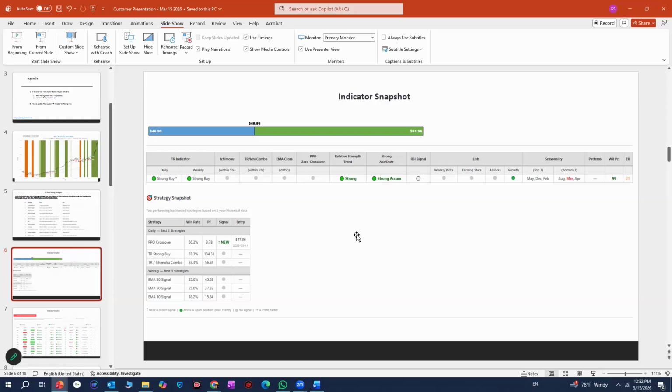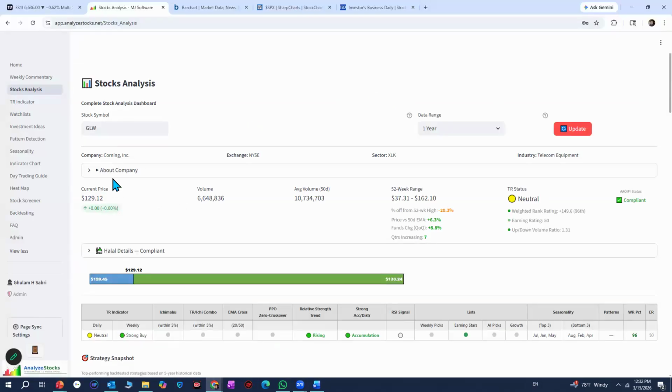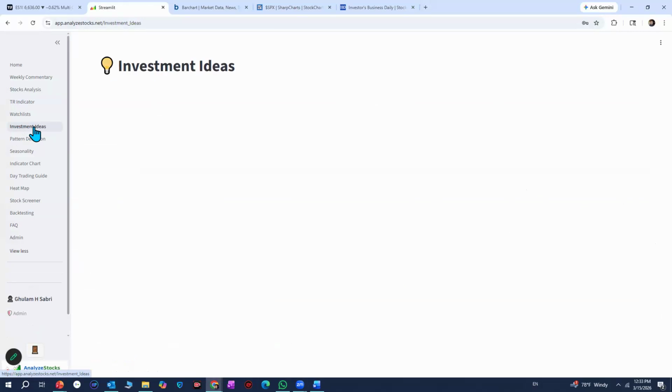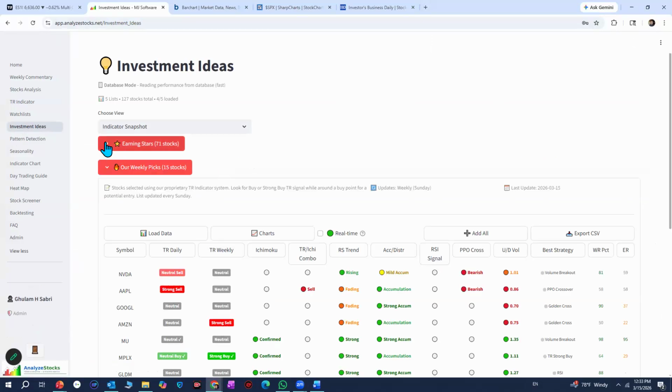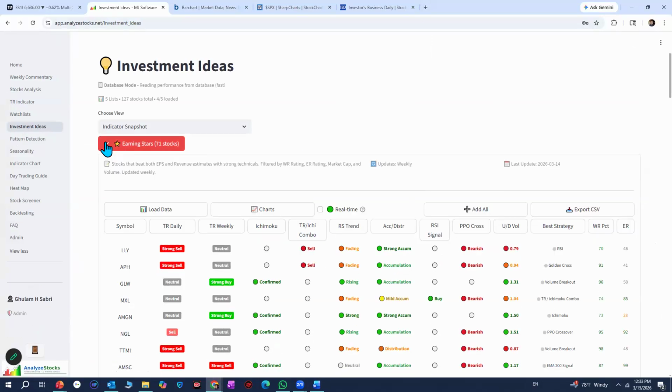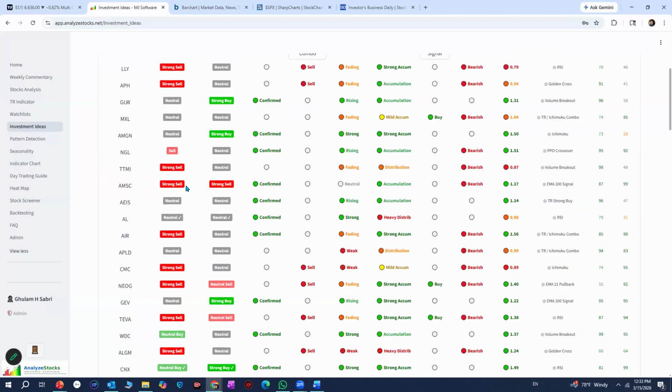So, let's just explore this. And first of all, from where this stock has come into our radar. If we go back to our app, here we have the investment ideas list. Every week, I update the weekly picks here. Earnings stars, because several companies report their earnings, and earnings stars are those companies where only those which have beaten the market estimate are selected. They are growing their revenue, they're growing their earnings, and they are beating analyst expectations. Only those are selected.